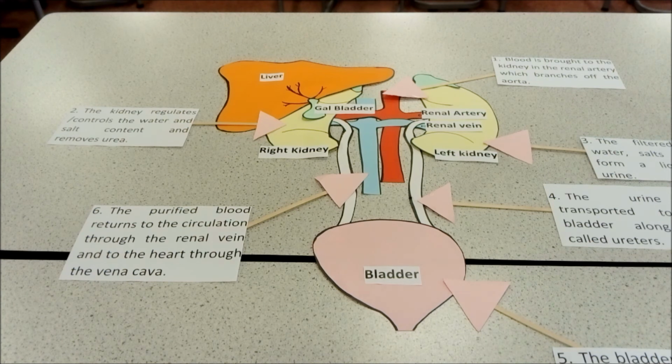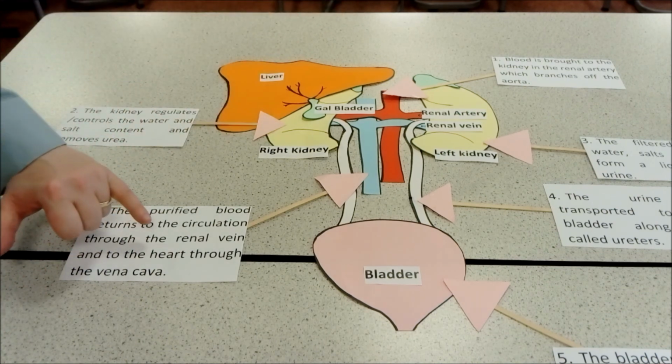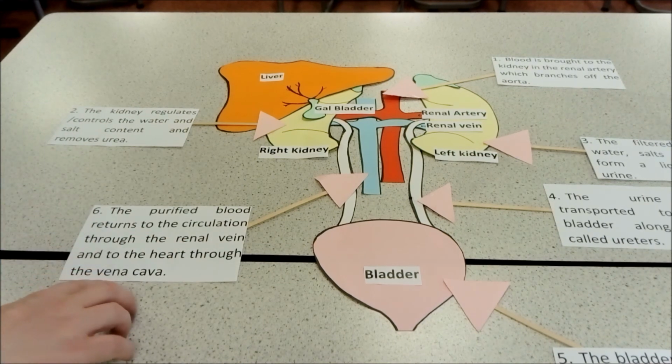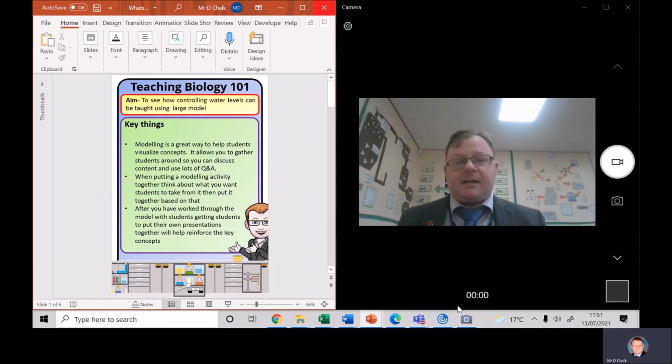The urine is transported along tubes called ureters to the bladder. In the bladder, this urine is stored until the body gets rid of it. And the purified blood returns back to the circulation system through the renal vein, which eventually takes the blood back to the heart via the vena cava. Hopefully that's all made sense.